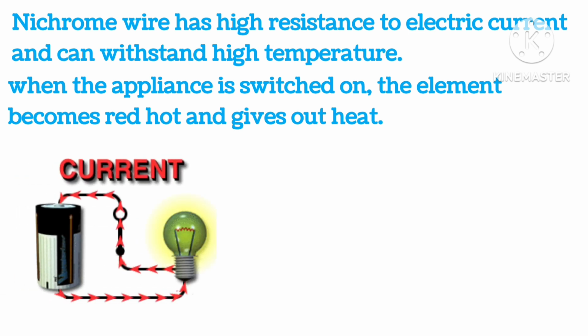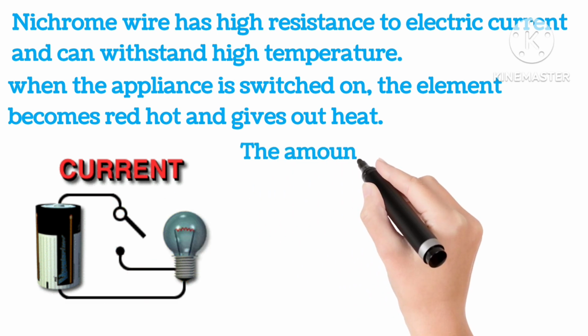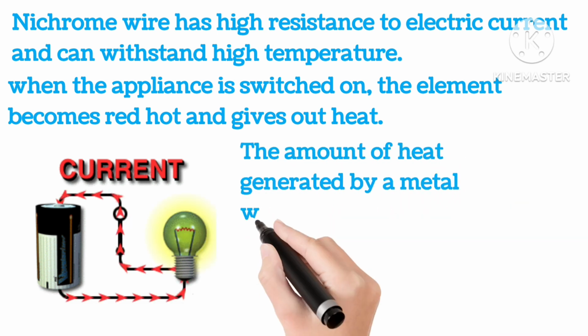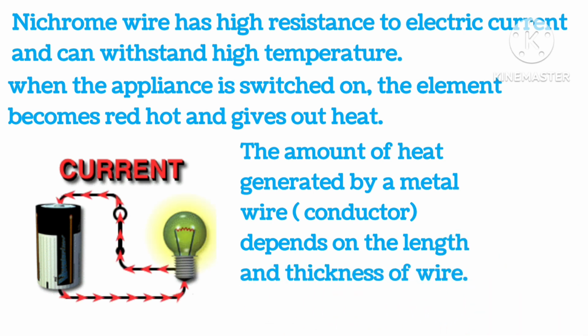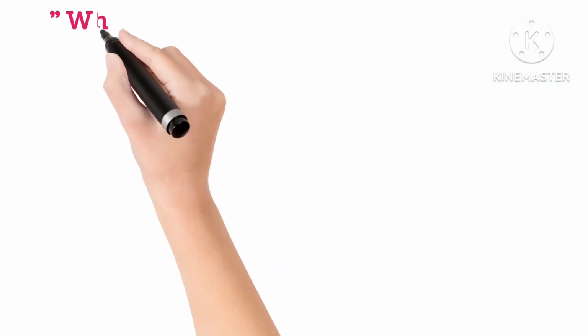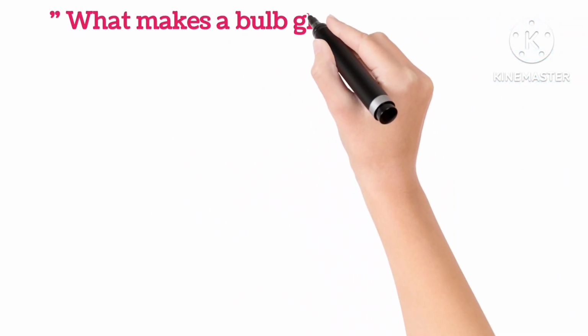As you can see in the picture, when the switch is on, the bulb glows. The amount of heat generated by the metal or the conductor depends on the length and thickness of wire. What makes a bulb glow?